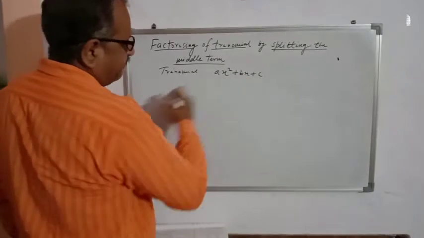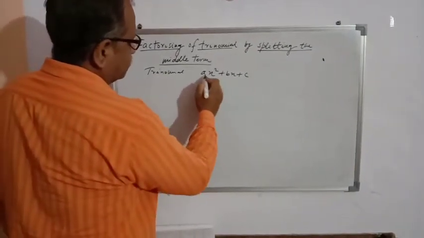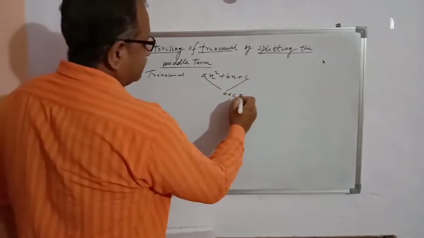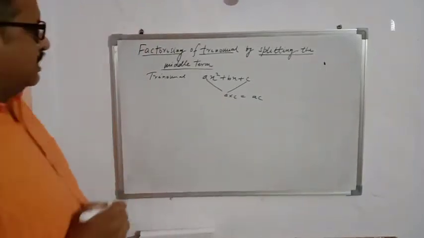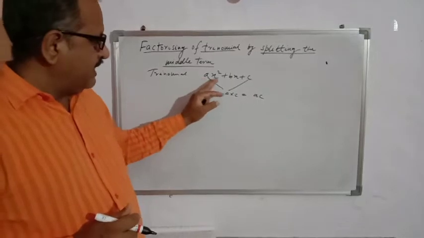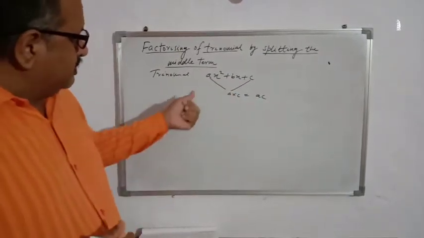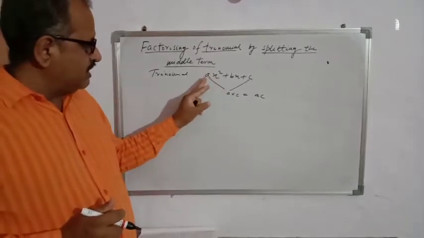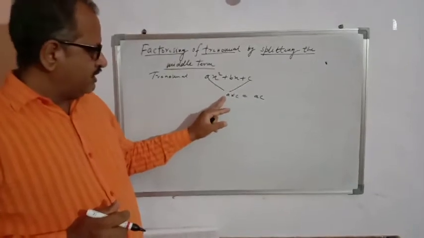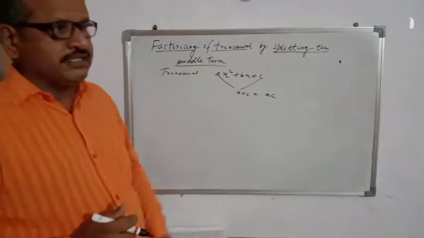Middle term means b. So the method is that firstly we will multiply the coefficient of x square, a, and the constant term c. Ax square plus bx plus c is an example of a trinomial where a, b, c are real constants and x is the variable. We multiply them with sign, so the product will be ac.